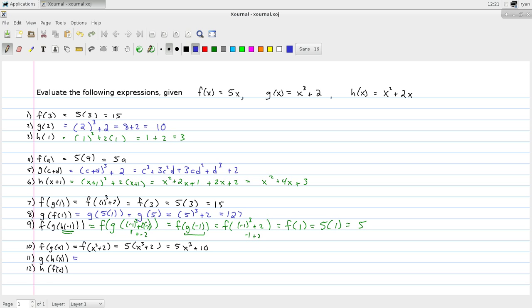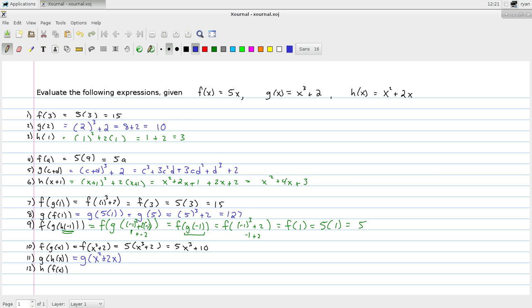Number 11 is g of h of x. Like before, I'm just going to leave the outer function as it is. So this is g of. Now h of x I'm going to replace with the value we have for h of x, which we have up here as x squared plus 2x. So I'm going to write that in our g function. So this is x squared plus 2x.